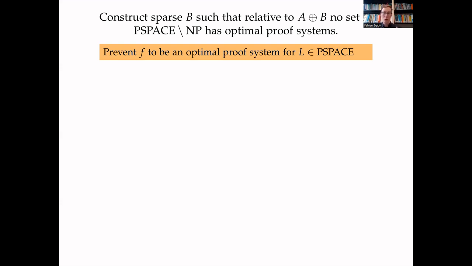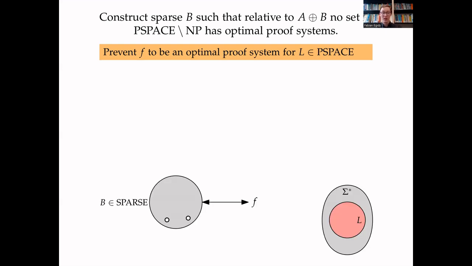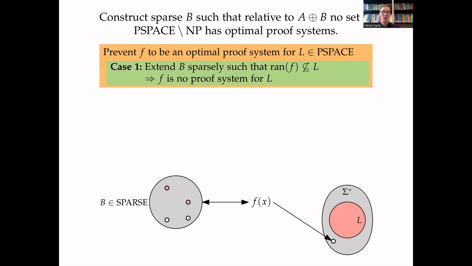And now we construct the oracle B as follows. In the first case, if there is a sparse extension of our current oracle such that the range of F is not a subset of L, then we take it. So what this means is if we can add a few words to the oracle and achieve that on some input F outputs an element outside of L, we will do this because this achieves that F is no proof system of L because the range of F is not a subset of L. And this makes progress for our oracle construction because if F is no proof system of L, it cannot be an optimal proof system for L.